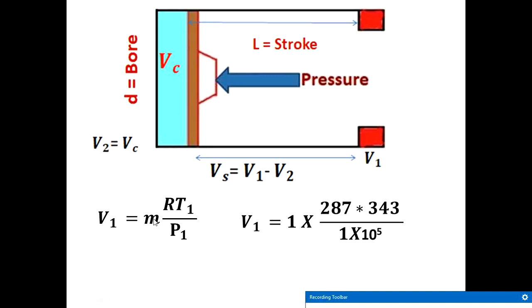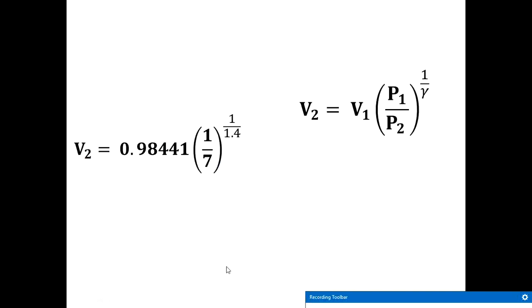V1 is equal to mass 1 kg times 287 joules per kg Kelvin, it is not kilojoules, times 343 Kelvin divided by 1 bar, where 1 bar is equal to 10 to the power of 5 Newton per meter square. So you will get the volume, V1 is 0.98441 meter cube.